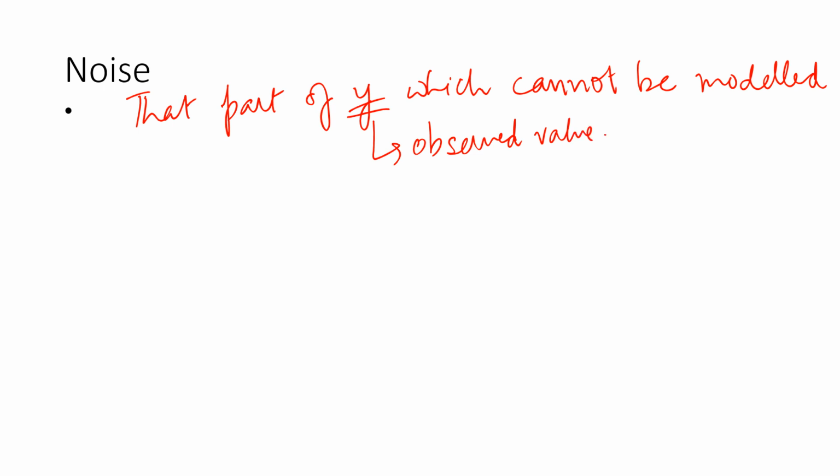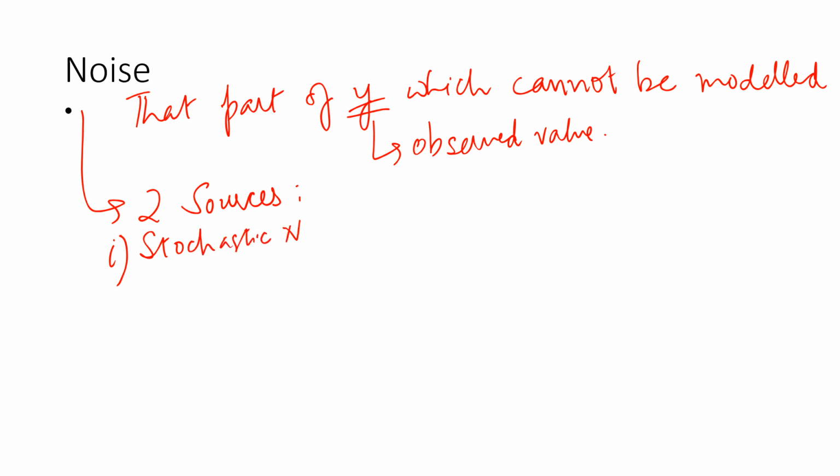Okay, so this is the basic definition of noise. And noise can come from two sources. So this has two sources. And what are those two sources? The first source is what we've been looking at until now, and that is known as the stochastic noise or the measurement error. So the first source is stochastic noise.